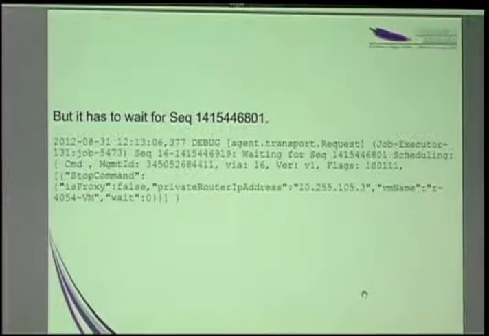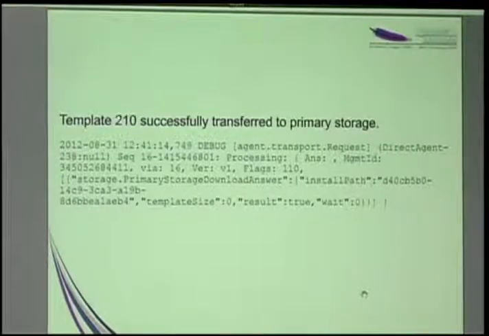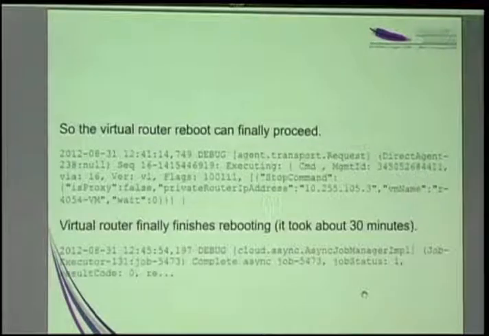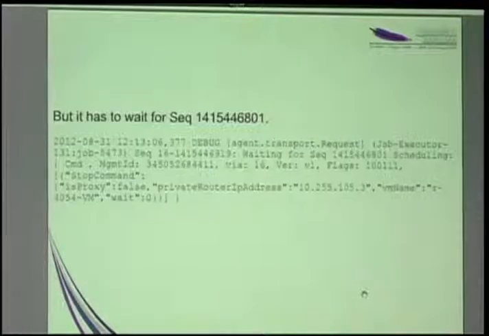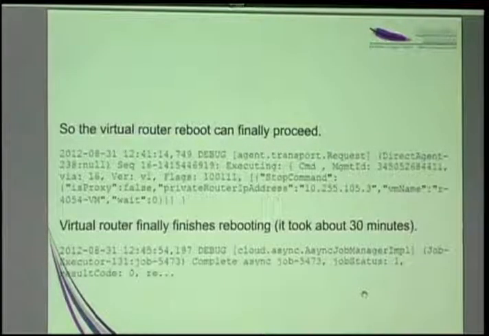At 12:13:06 we see this, waiting for sequence. A stop command is being scheduled for the reboot of the router. And so at 12:41, that template finally transferred over successfully. And then the virtual router reboot can actually be done, and it takes 4 seconds. I don't know why I waited 40 minutes to actually send the job that took 4 seconds, but anyway, that's what happened.